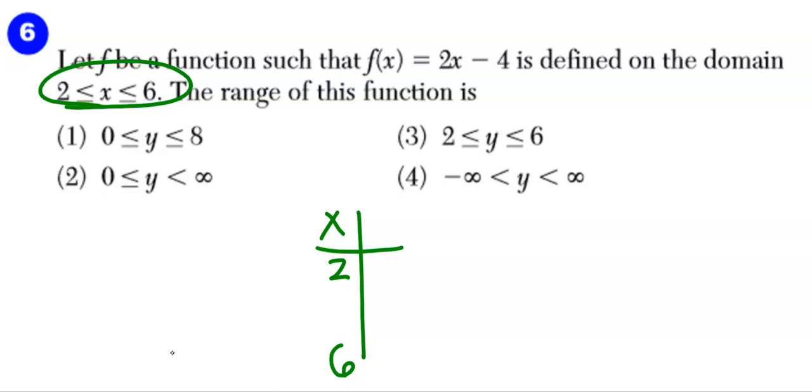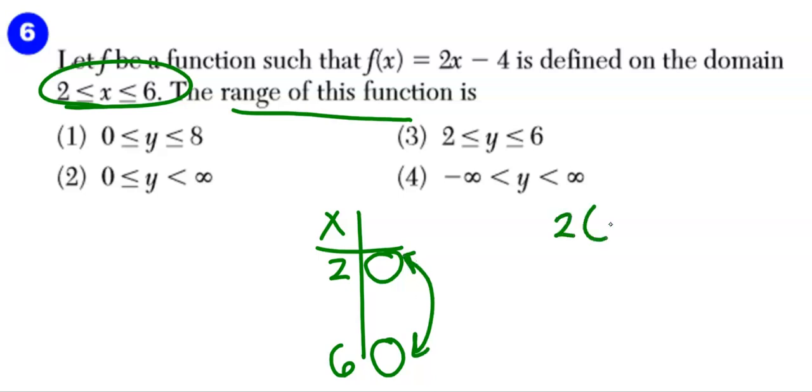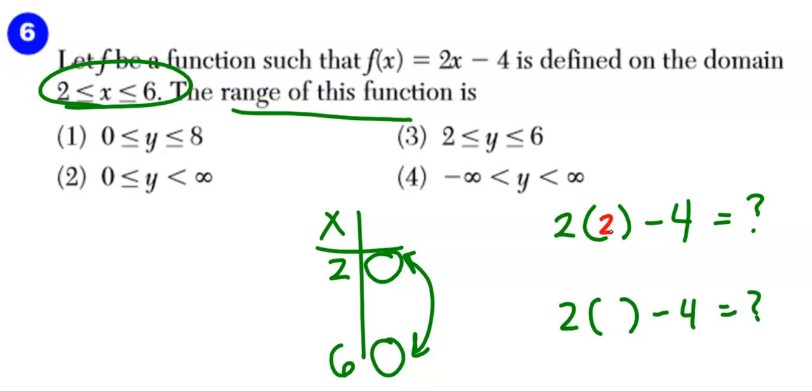So if I want to know the range of this function, then I need to know the outputs for 2 and 6. Now I can either do that by hand. I can put those two inputs in and figure out the outputs. I would put a 2 in here, I'd put a 6 in here, and I would figure out those outputs. So it looks like this one would have an output of 0, and this one would have an output of 12 minus 4, which is 8.